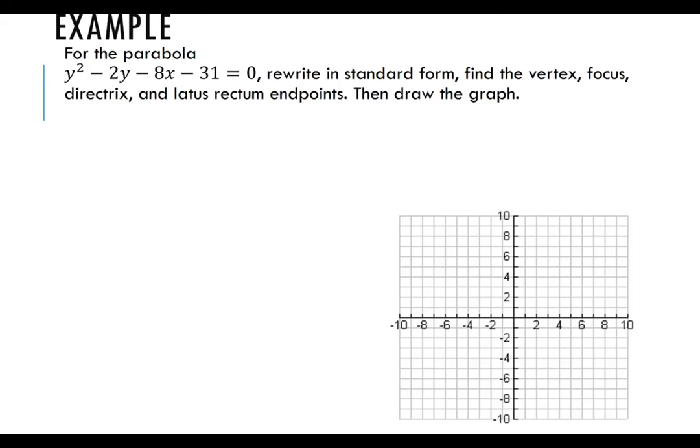So what are we going to do? We're really going to complete the square after putting everything that's not a y term on the right-hand side. I'm going to add 8x and add 31 to both sides. We then get y squared minus 2y, leave some space, equals 8x plus 31. To complete the square, we add (b over 2) squared, which is (negative 2 over 2) quantity squared, to both sides.